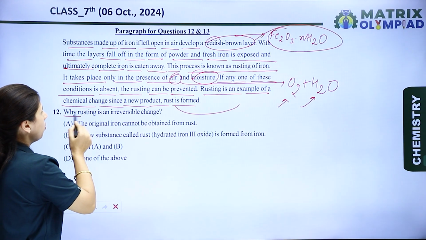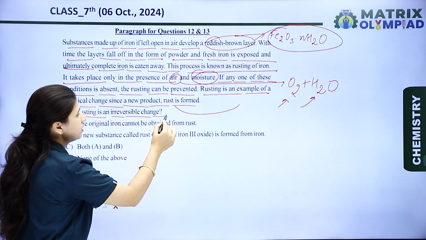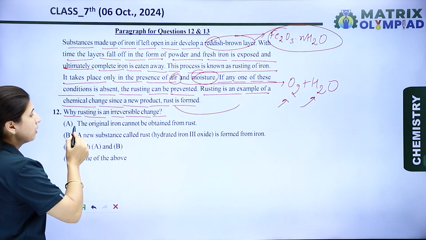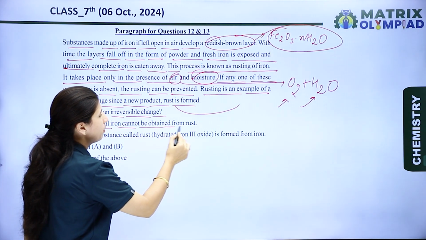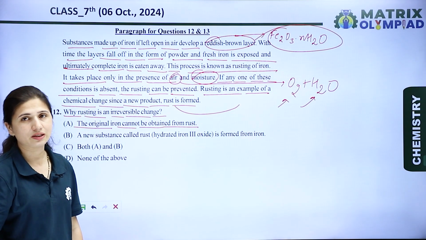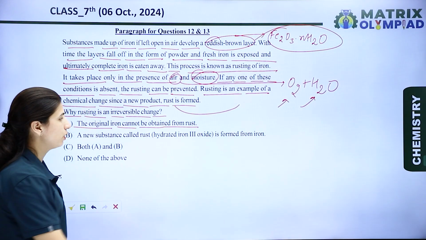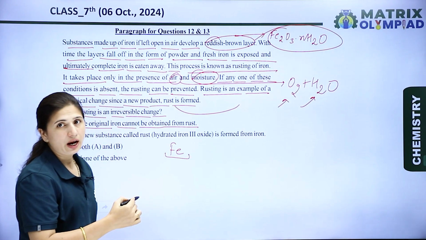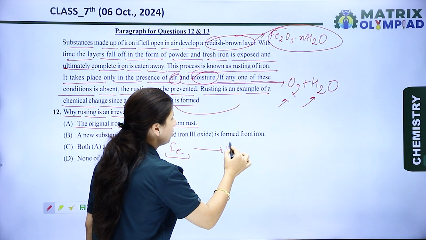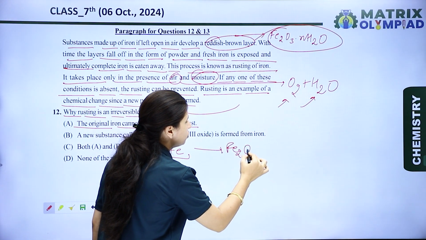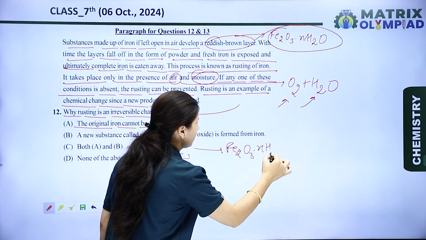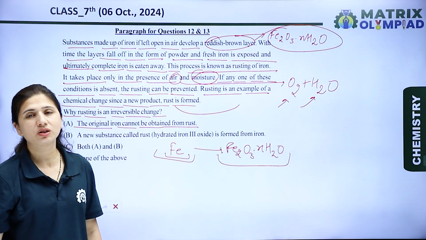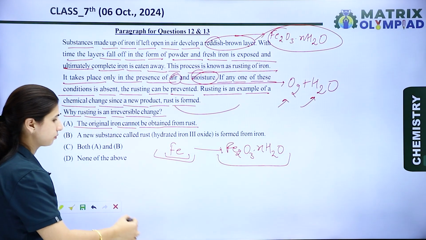Okay, now let's see the question. The question is, why is rusting an irreversible change? Okay, so let's see the options. The original iron cannot be obtained from rust. Yes, it is a true statement, because we know that the formula of the original iron is Fe, and after rusting it is converted into Fe2O3.xH2O. So the chemical composition of both the substances is not the same.